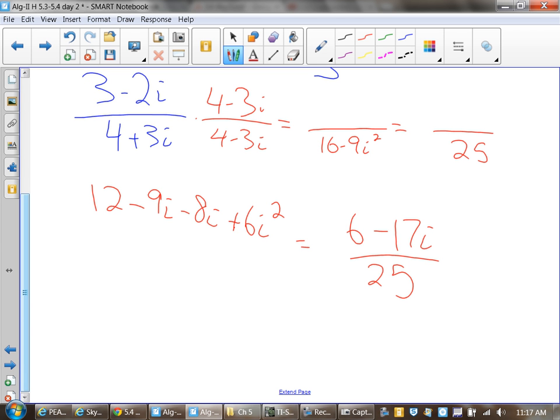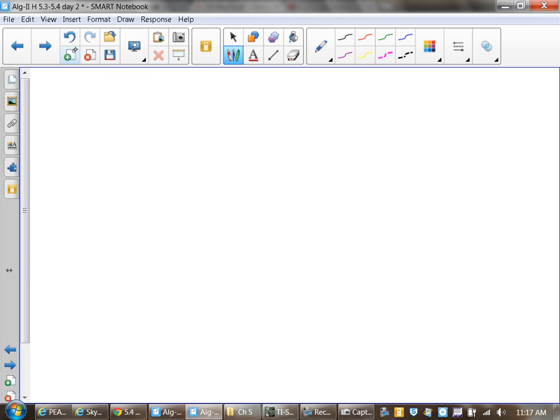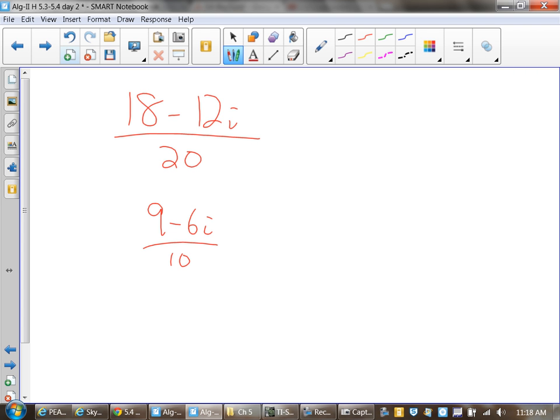Now, one thing I will show you that the book tends to do when you're working with conjugates: there are some times that you might get an answer that looks like the following. 18 minus 12i all over 20. What can you do to everything there? 18 over 20 minus 12i over 20. I can divide everything out by 2. What the book does is that it takes it a step further: if you can simplify all 3 values, it simplifies them. So you get 9 minus 6i over 10. You want to simplify it out as best you can.